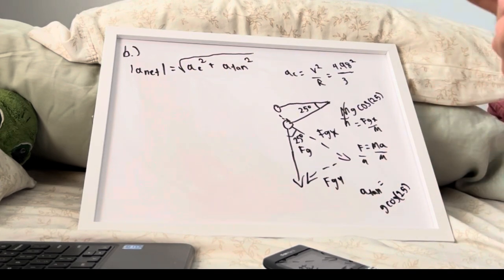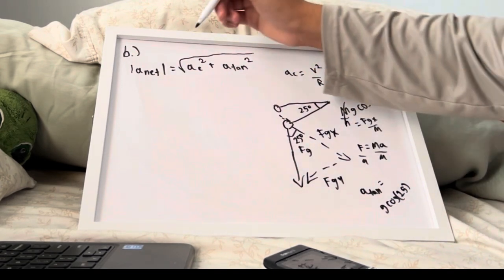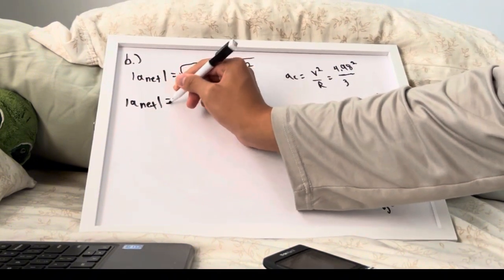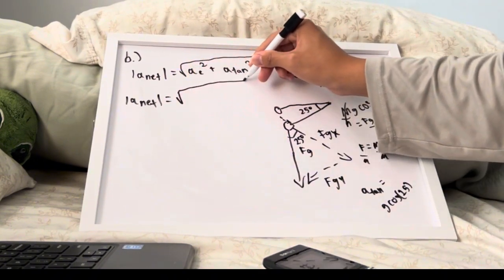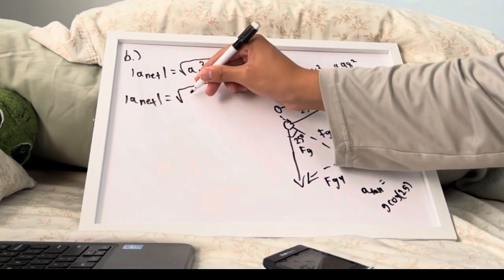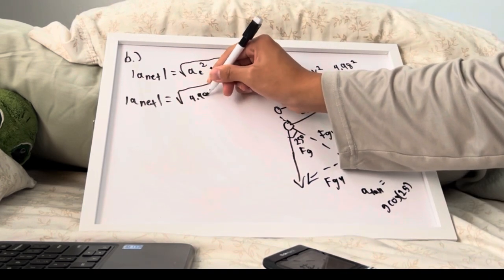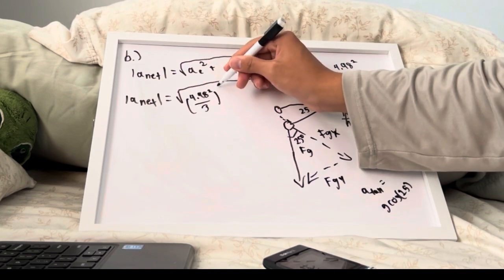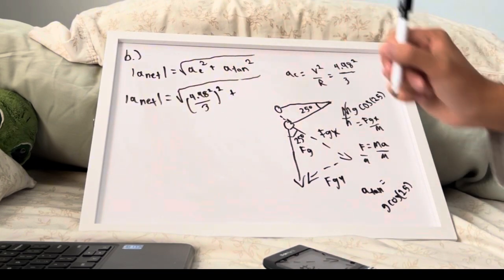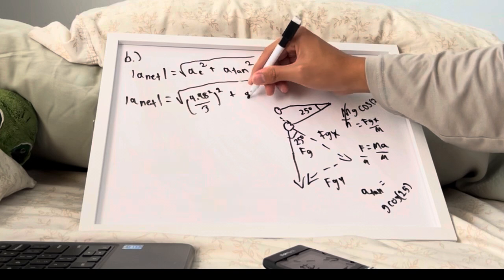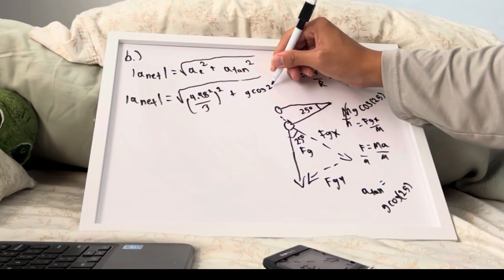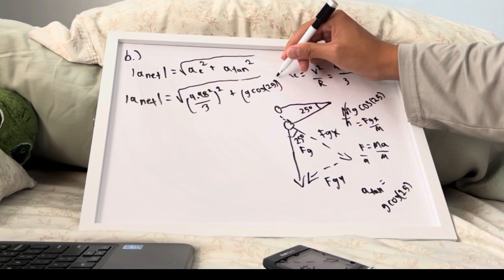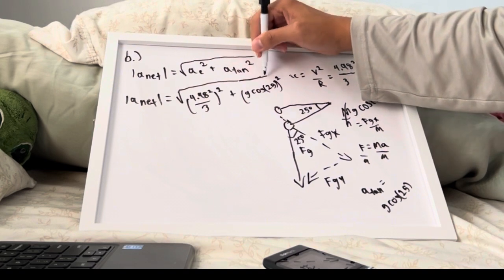Right? So now that I have those two values, I can simply just plug it in here. So I know the magnitude of A net is going to be equal to the square root of AC squared. Well, what was AC? 4.98 squared over 3. This all squared. Plus, well, what is A tan? G cosine 25. And that's all squared. Right?